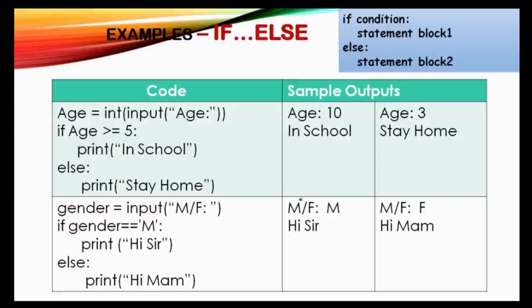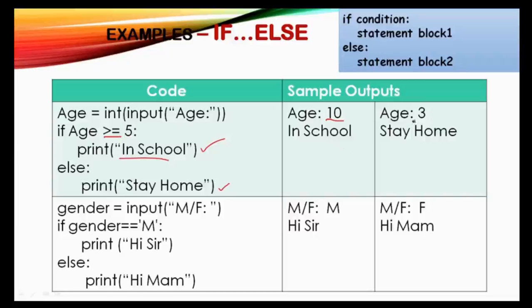Some more examples for if else. age is equal to int(input()); we are accepting the age and checking whether age is greater than 5. If the condition is true, "in school" will be displayed, and if the condition is evaluated to false, "in home" will be displayed. In the first run, the user enters 10. The condition is evaluating 10 greater than 5, which evaluates to true, so "in school" will be displayed as the output.